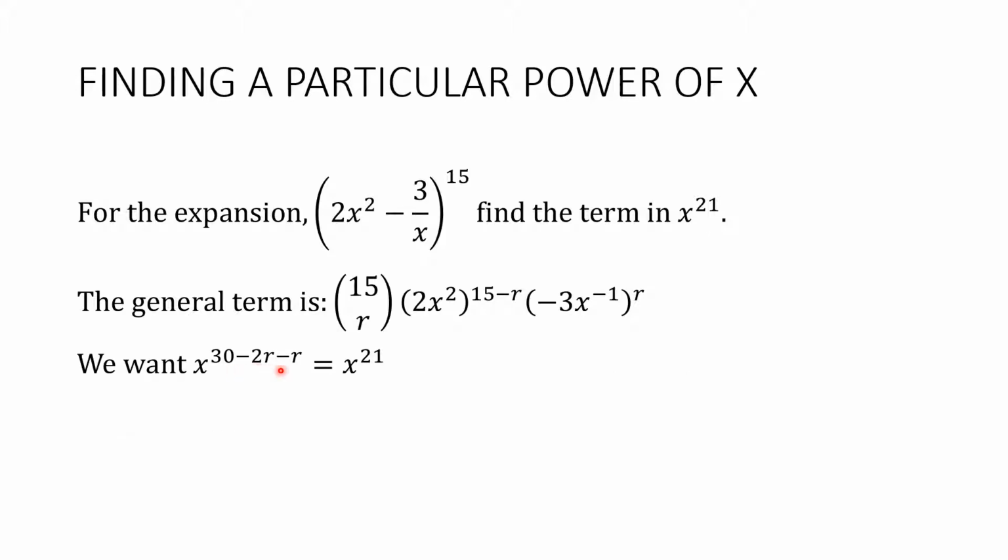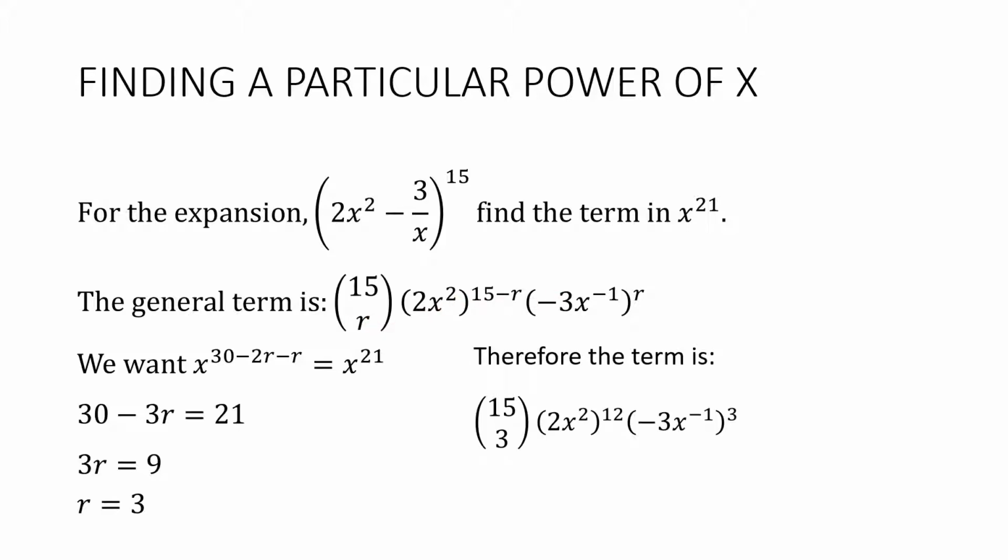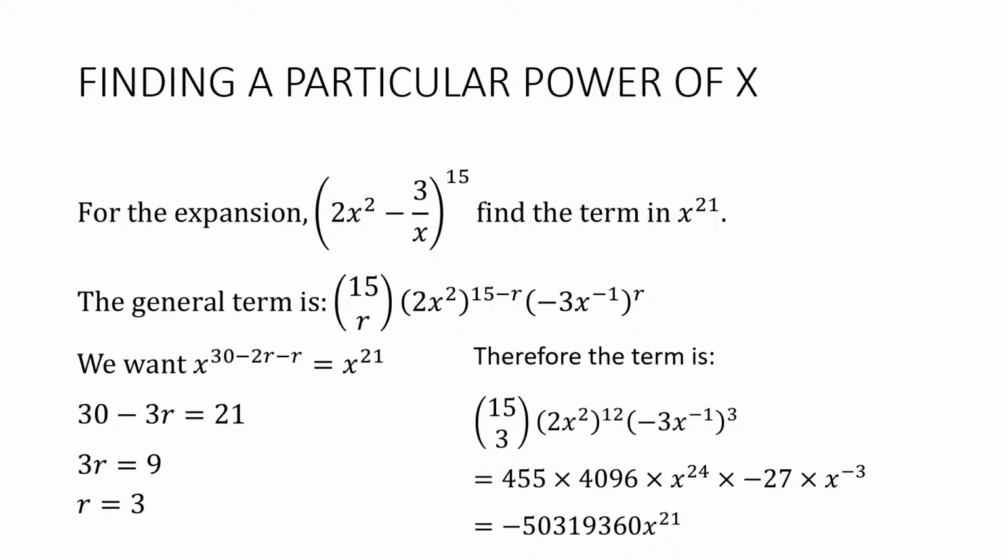And so we know that 30 take 3r is going to equal 21. So it's just a simple equation, making 3r the subject, and then dividing by 3 we get r is equal to 3. And so now all we have to do is substitute in for r and tidy it up. So the term is going to be 15c3, (2x squared) to the power of 12, (negative 3x to the negative 1) all to the power of 3. And if we do a bit of arithmetic and algebra on that, we're going to get minus, let me see, what number is this? 50,319,360 x to the power of 21.